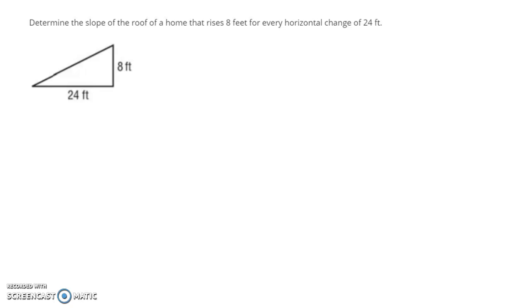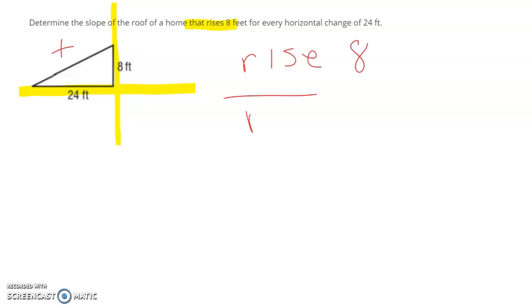Determine the slope of a roof of a home that rises 8 feet for every horizontal change of 24. I'm going to ask you to pretend that that is on a coordinate grid, and this line has a positive slope. It even tells you that the rise is 8. So the rise is 8 with the run, and it doesn't say run, but it says horizontal change of 24. And when I simplify that, that is 1/3.